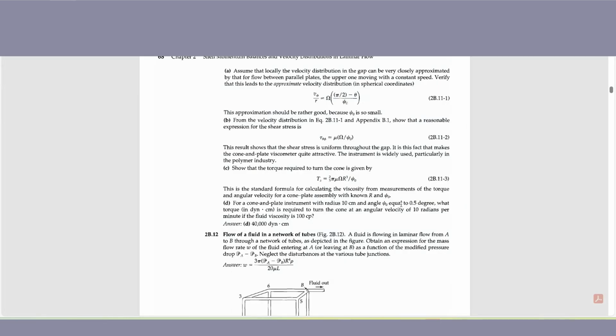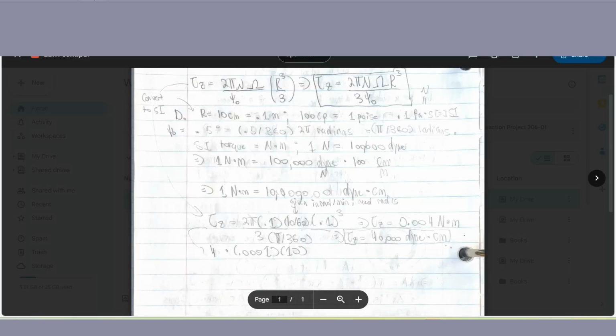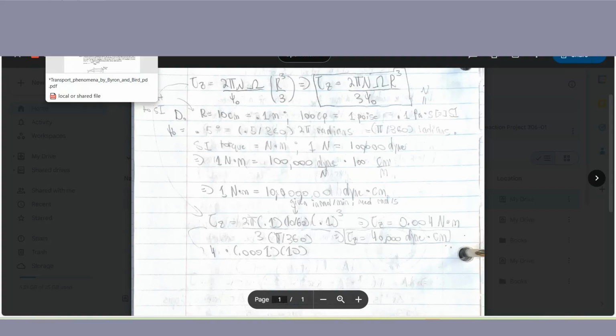All right, so continuing on, we did the angle theta, and the torque in dyne centimeters, and then to turn the cone at an angular velocity of 10 radians per minute. The SI unit for that is going to be radians per second, not per minute, so you're just going to have to divide that by 60. I kind of forgot until I was actually getting the formula. So 10 divided by 60 is about 0.17.